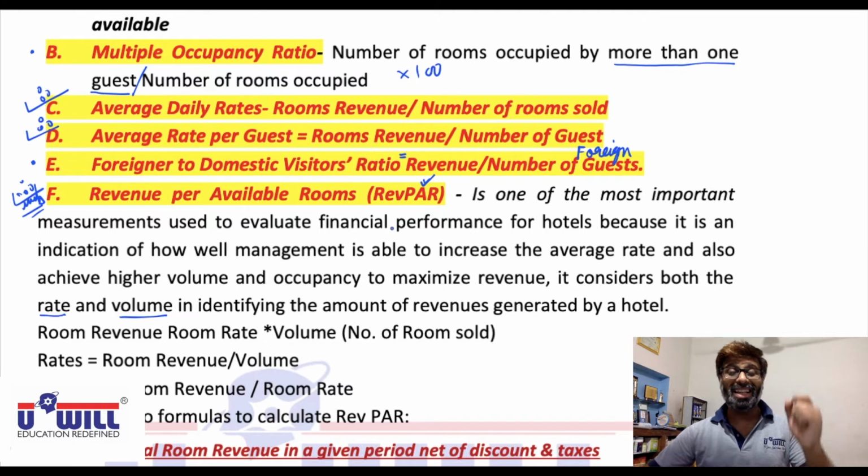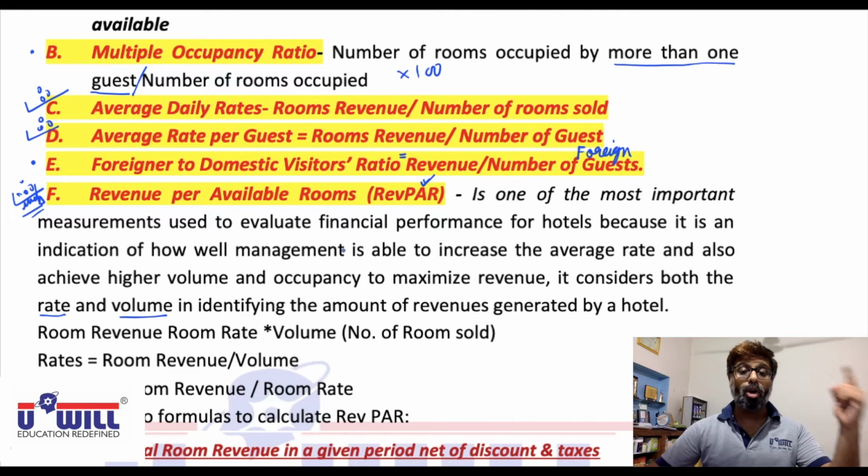So even if you earn 10,000 per room, that's not important. Out of 100, only 10 rooms go on rent. So 10,000 into 10, 1 lakh. On the whole, against 100 rooms, you earn only 1,000 rupees per room. Whereas instead of 10,000, if you charge 5,000 rupees, but 50 rooms go on rent, then overall revenue will increase and revenue per available room will also increase. So revenue per available room is very helpful in deciding the overall performance of the hotel.